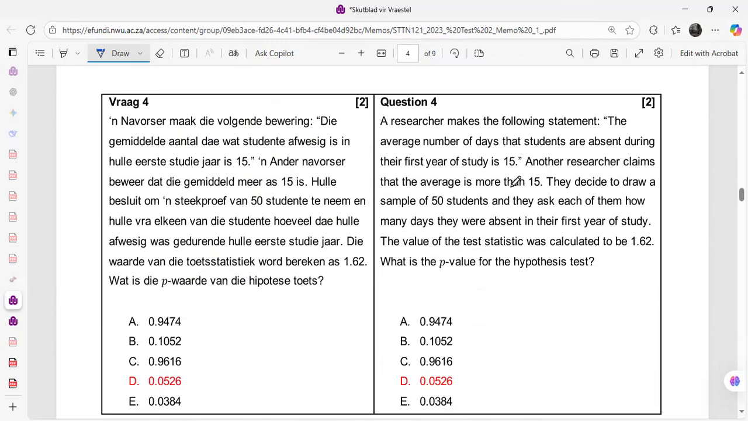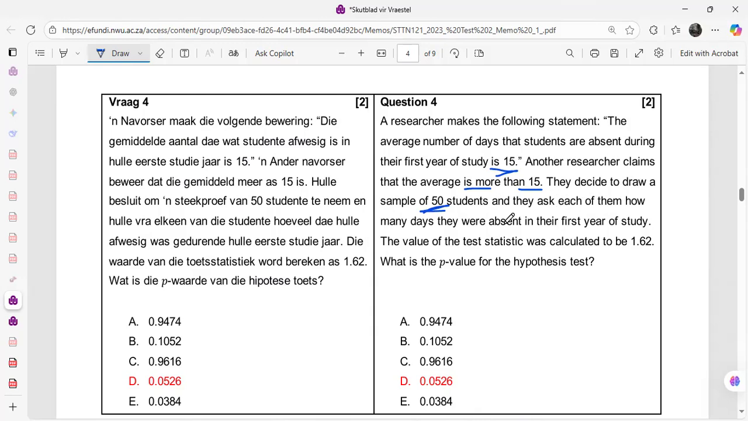Now we're given another statement. They say a researcher makes the following statement: the average number of days that the students are absent during their first year of study is 15. Another researcher claims that the average is more than 15. Remember, they said more than, so it's 1 minus the probability. They decide to draw a sample of 50 students, which is greater or equal to 30.